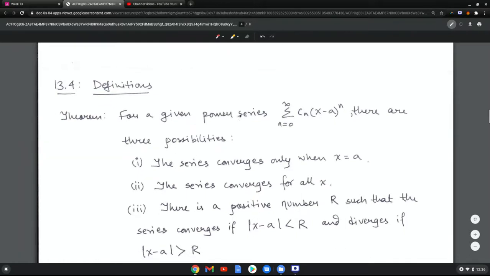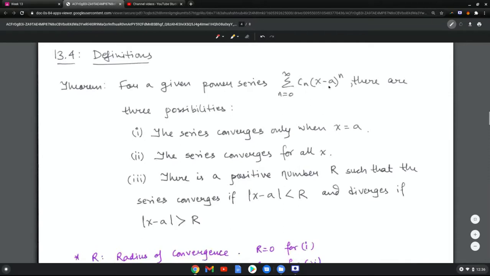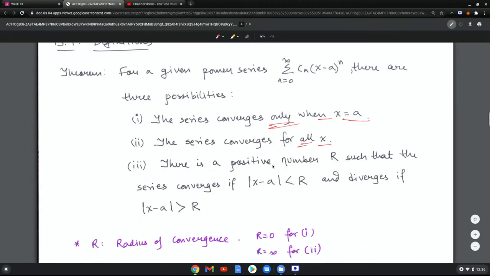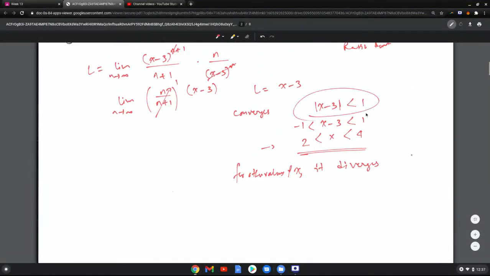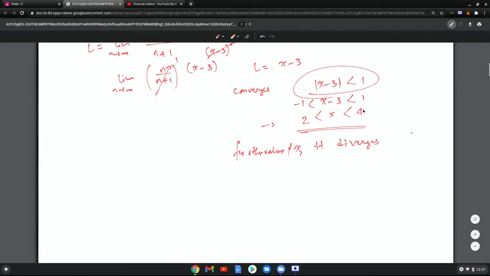As a theorem, it says that for a given power series of this form, Cn times (x minus a) to the n, three things can happen. The series converges only when x equals a, because that makes it 0. The series converges for all x, which we saw in the previous example. Our third case is there's a positive number r such that the series converges if |x minus a| is less than r and diverges if it's more than r, which, if I scroll back, was the case in the example where I had absolute value of x minus 3 less than 1.